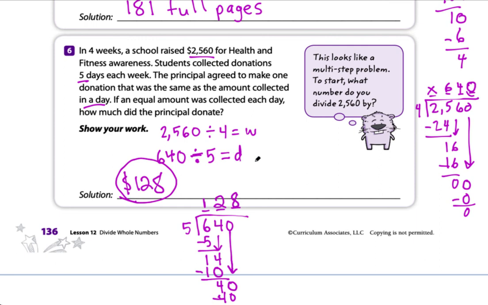This was not an easy problem. You really have to understand the steps and the order to do them in to figure out how much the students made in one day, and then that's how much the principal is going to donate.